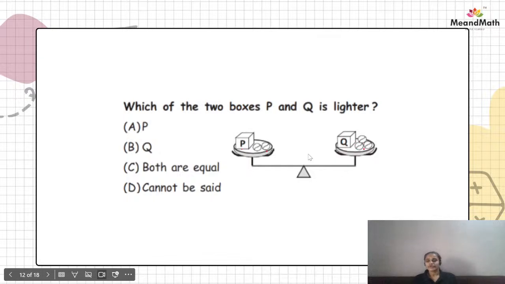Just look and observe the weighing scale carefully and you will be able to find out which box is lighter, P or Q. Is P lighter or Q lighter? With P, we have 2 balls. With Q, we have 3 balls. So what do you think, which is lighter?